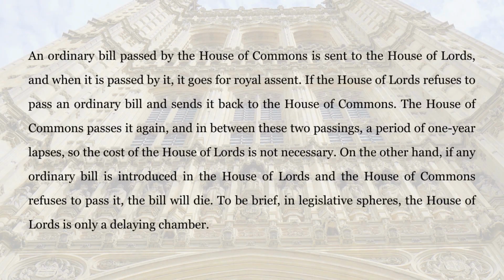An ordinary bill passed by the House of Commons is sent to the House of Lords, and when it is passed by it, it goes for royal assent. If the House of Lords refuses to pass an ordinary bill and sends it back to the House of Commons, the House of Commons passes it again, and in between these two passings, a period of 1 year lapses, so the consent of the House of Lords is not necessary. On the other hand, if any ordinary bill is introduced in the House of Lords and the House of Commons refuses to pass it, the bill will die. To be brief, in legislative spheres, the House of Lords is only a delaying chamber.